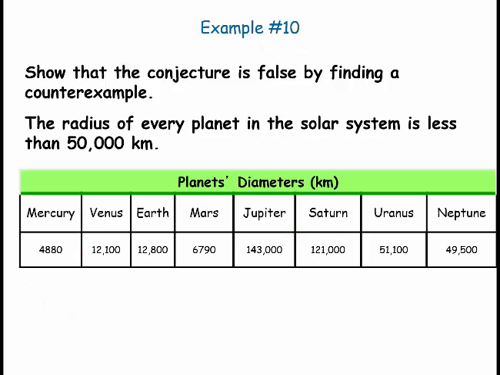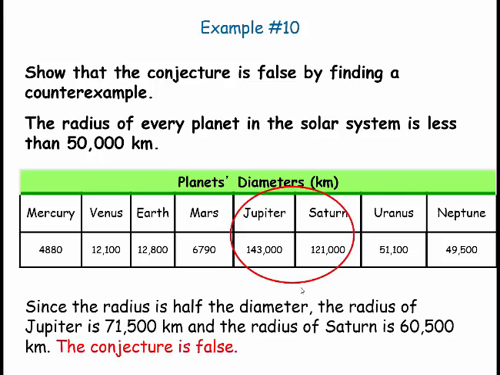Again, show the conjecture is false by finding a counterexample. The radius of every planet in the solar system is less than 50 kilometers, or excuse me, 50,000 kilometers. Well, here I have the planets' diameters. Remember the radius though is half of this. Well, if you look here, if you were to divide Jupiter and Saturn in half, the radius is half the diameter. So the radius of Jupiter is 71,500 kilometers, and the radius of Saturn is 60,500 kilometers. So this conjecture is false, right? That every planet in the solar system has a radius less than 50,000 kilometers.